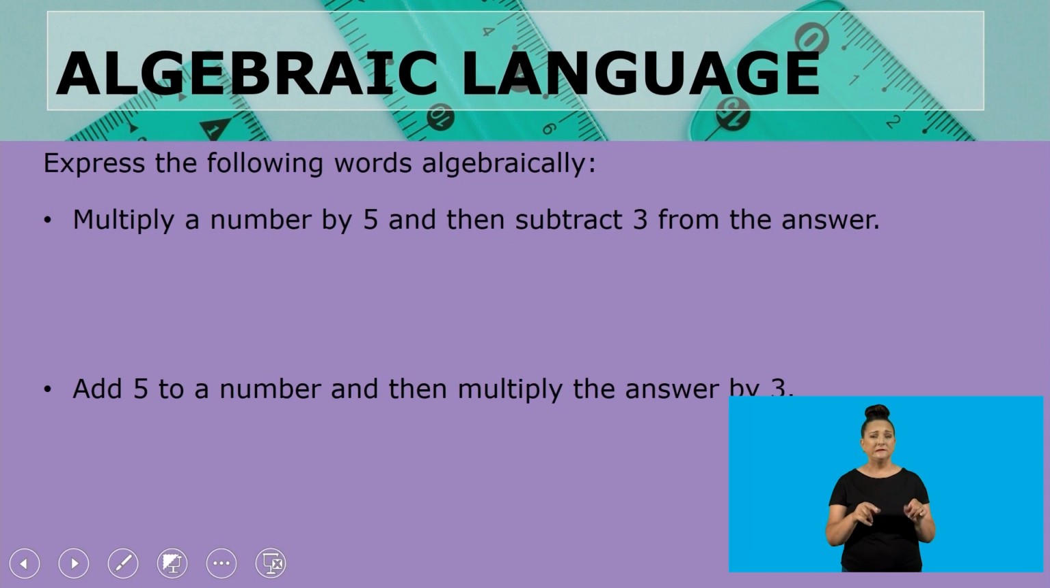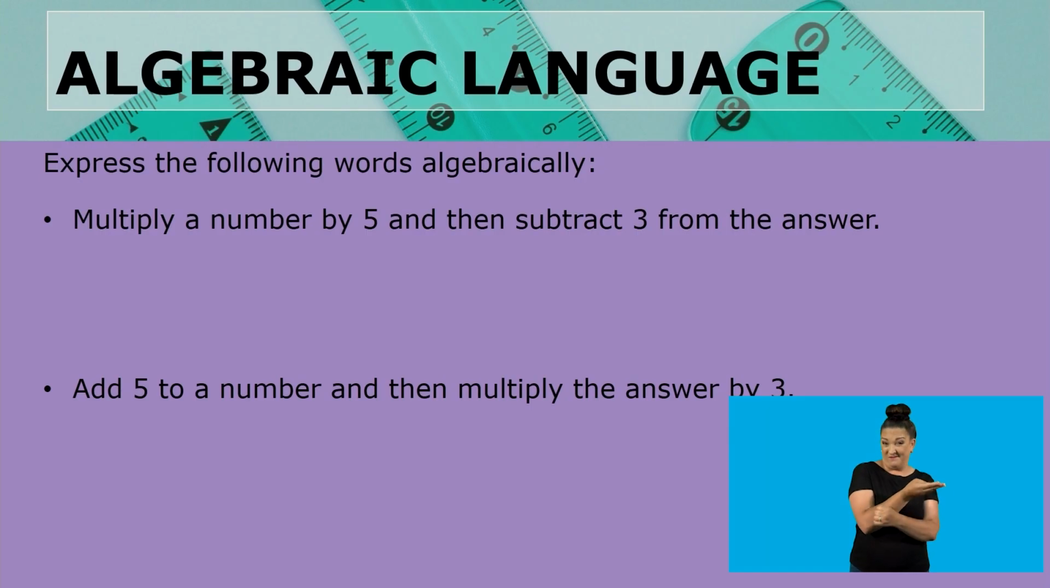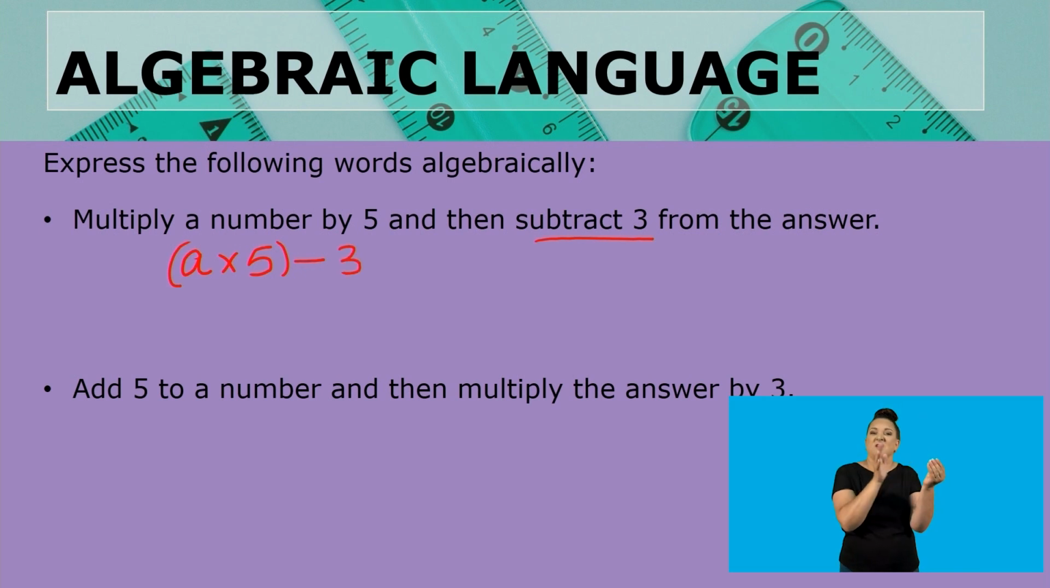Let's move on to the next bullet. We're still expressing these words algebraically. So here it says there, multiply a number by 5 and then subtract 3 from the answer. So what number are we going to use? We can use any number, but this number is going to be multiplied by 5. So I am going to use the letter A to represent that number. So we are going to multiply a number by 5 and then subtract 3. So from the answer there, we are going to subtract 3.